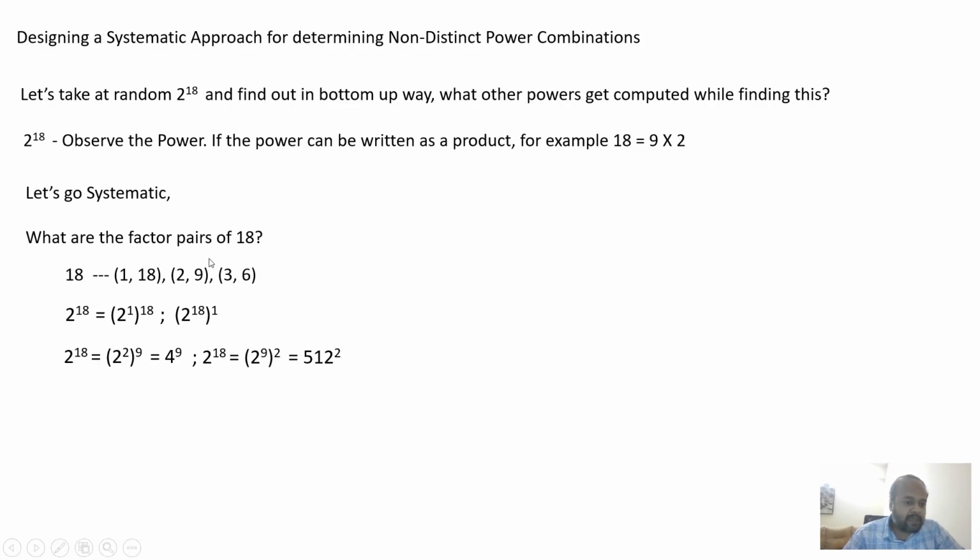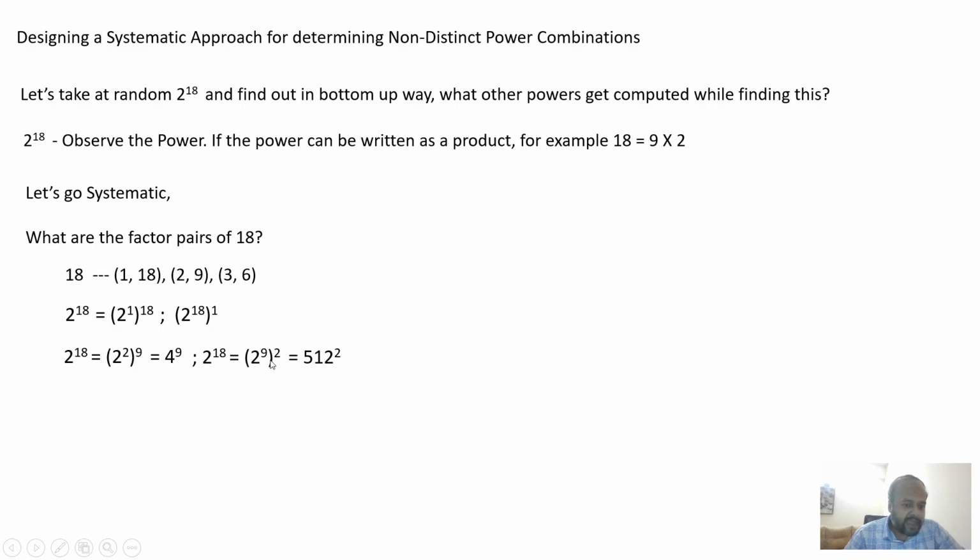Write the same thing with the second factor pair. 2 to the power 18 can be written as 2 to the power 2 power 9. Now happens the magic. What is 2 to the power 2? It is 4. So 4 to the power 9. That is a non-distinct power. So 2 to the power 18 is the same value as 4 to the power 9.